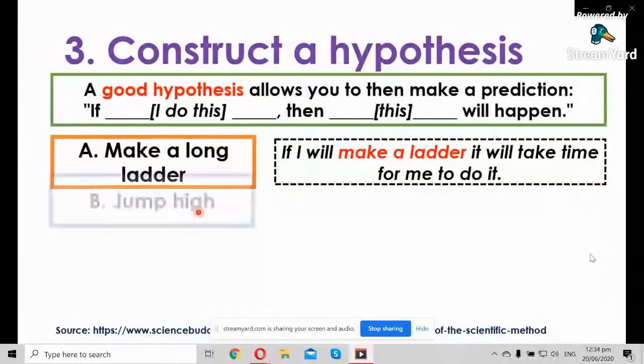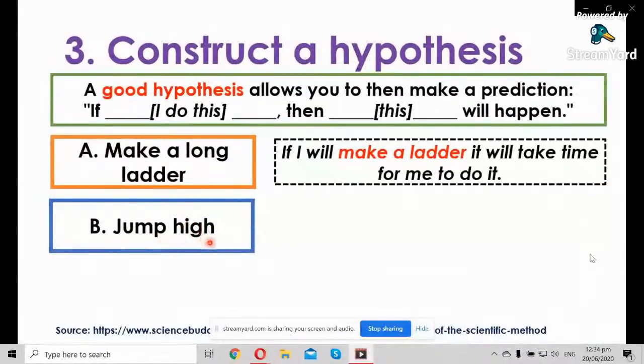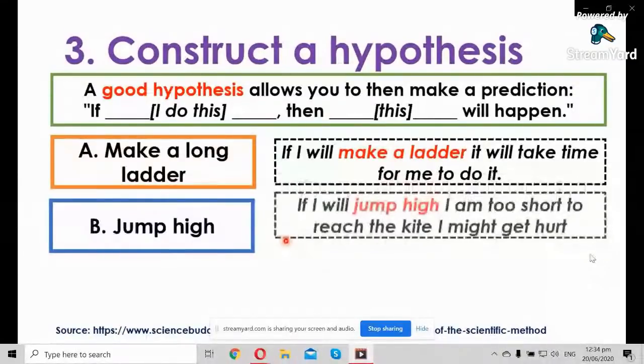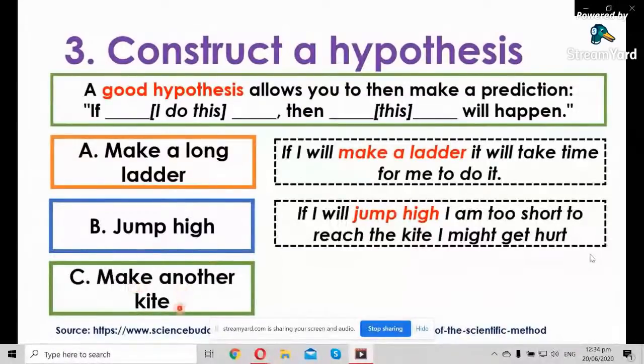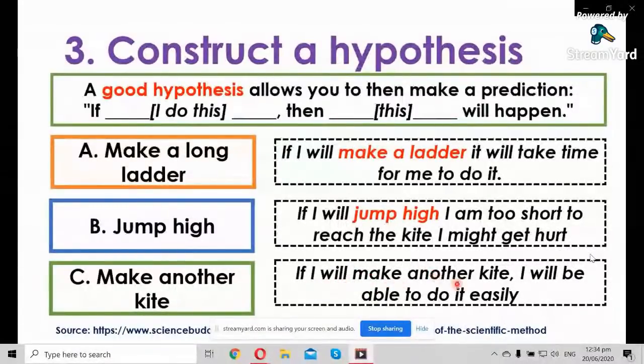How about letter B? Jump high. If we are going to make a hypothesis of this, it would look like this. If I will jump high, I am too short to reach the kite. I might get hurt. This might happen. How about letter C? Make another kite. What will happen? If I will make another kite, I will be able to do it easily. This is the hypothesis of Charlie.